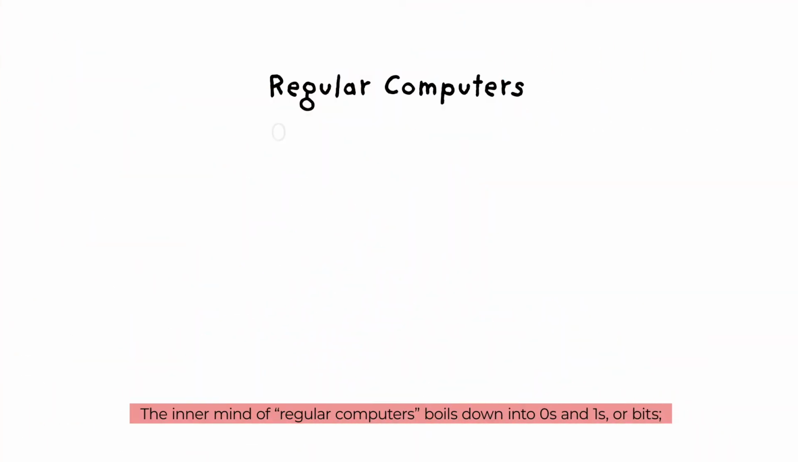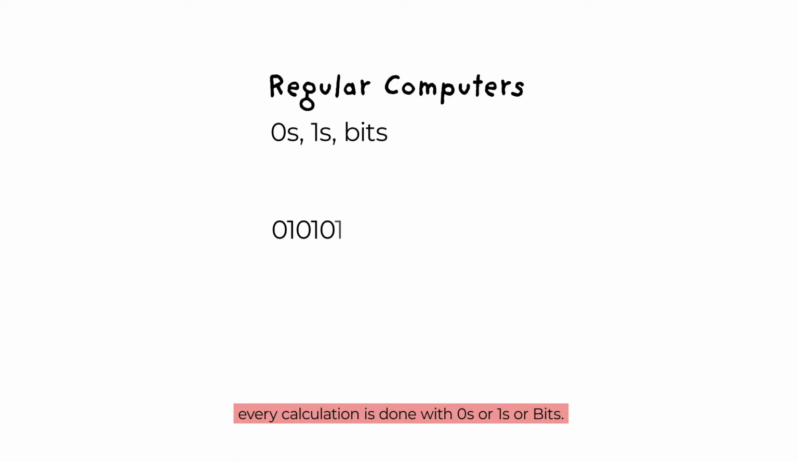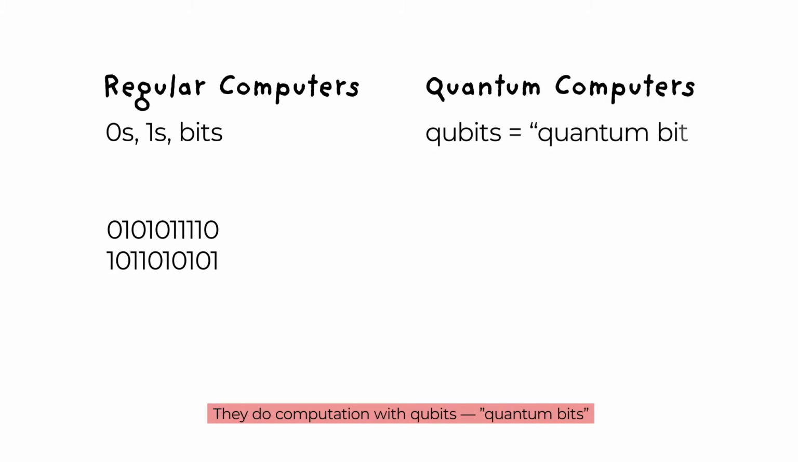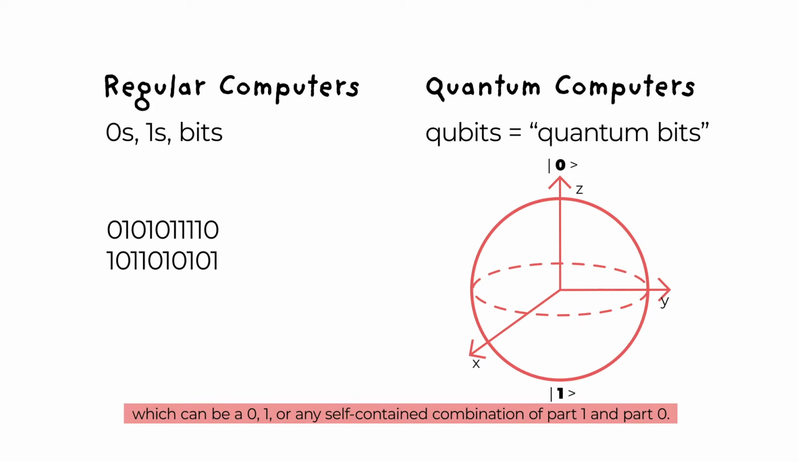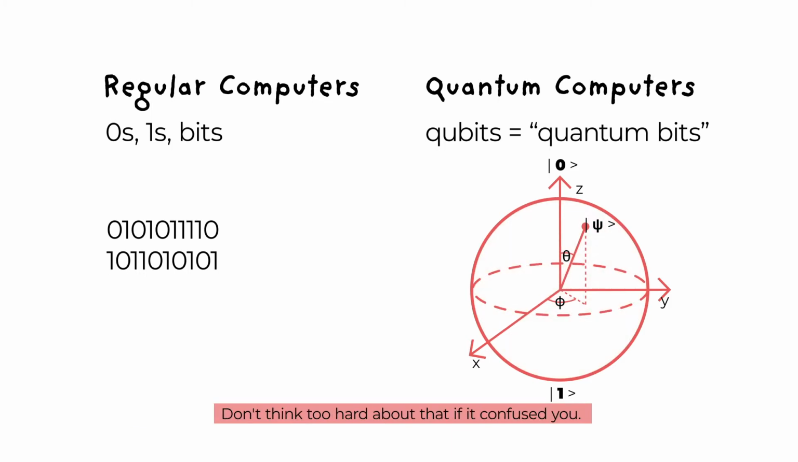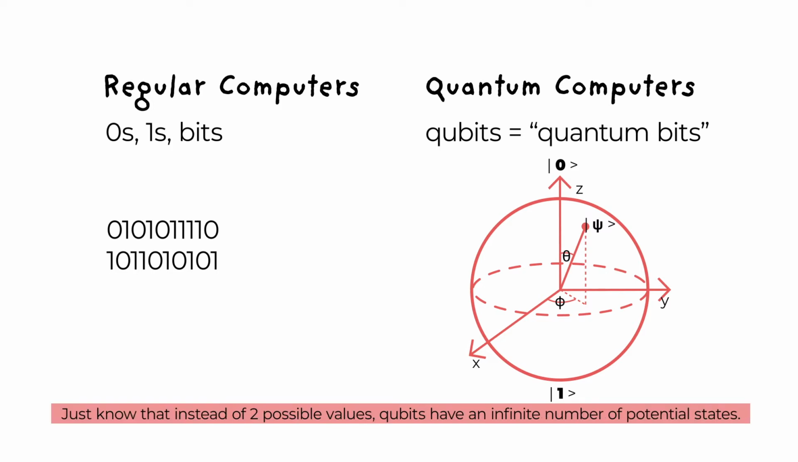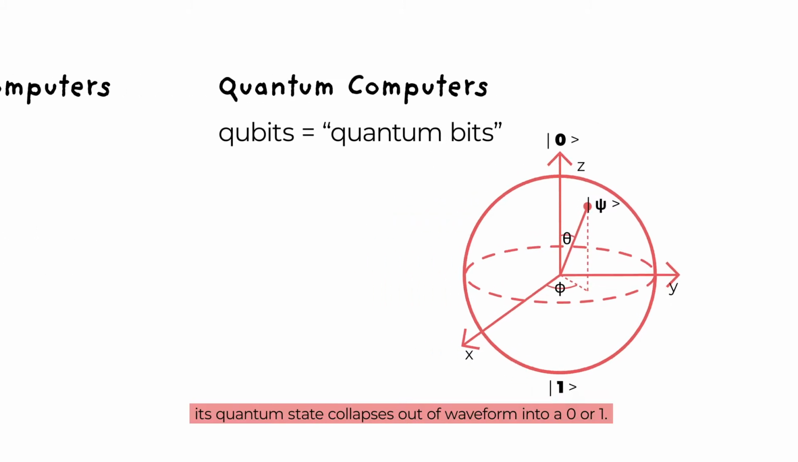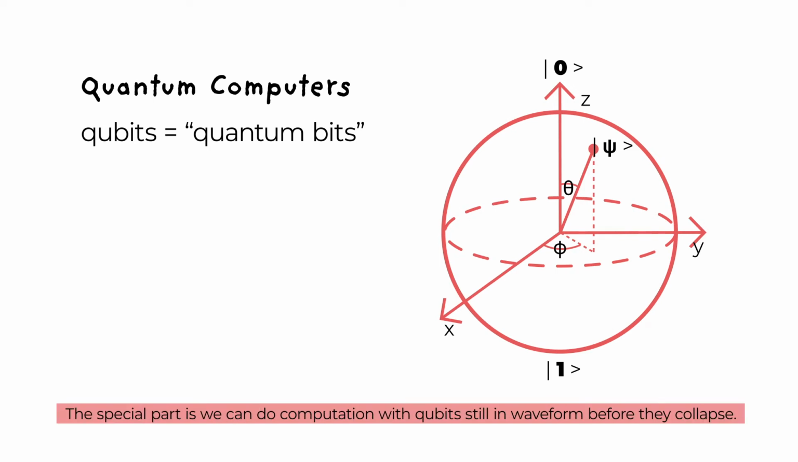The inner mind of regular computers boils down into zeros and ones, or bits. Every calculation is done with zeros or ones, or bits. Quantum computers are fundamentally different. They do computation with qubits, which can be 0, 1, or any self-contained combination of part 1 and part 0. Don't think too hard about that if it confuses you. Just know that instead of two possible values, qubits have an infinite number of potential states. And just like we'd expect, its quantum states collapse out of waveform into a 0 or 1. The special part is we can do computation with qubits still in waveform before they collapse.